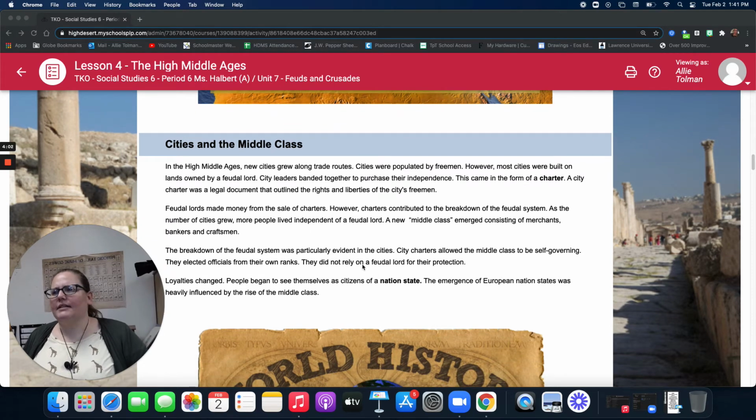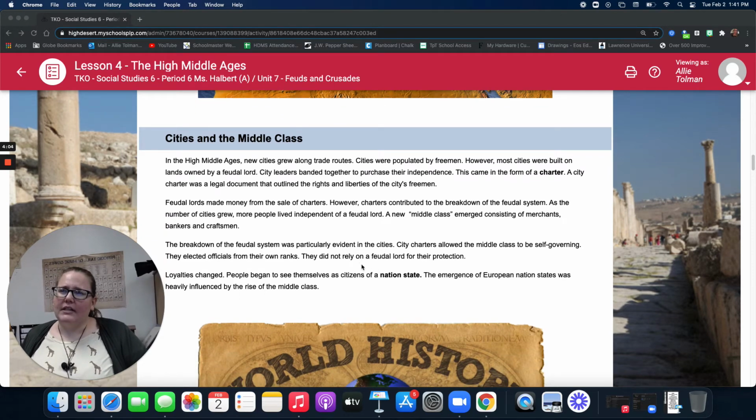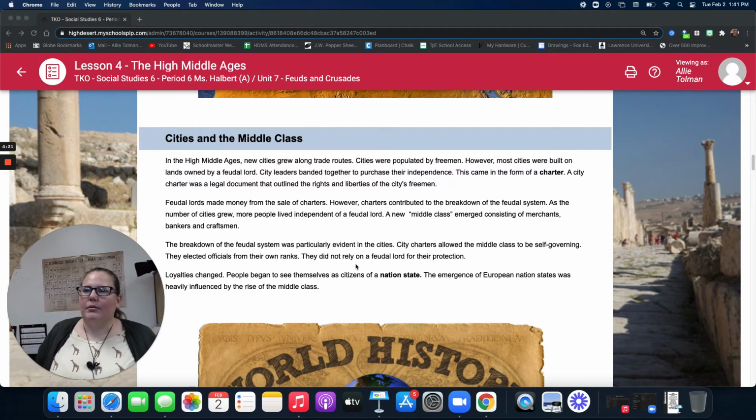Cities and the middle class. In the High Middle Ages, new cities grew along trade routes. Cities were populated by freemen. However, most cities were built on lands owned by a feudal lord. City leaders banded together to purchase their independence. This came in the form of a charter. A city charter was a legal document that outlined the rights and liberties of the city's freemen.